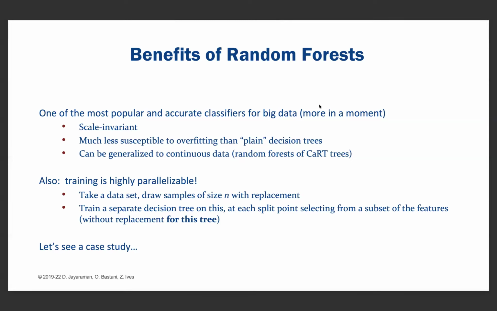Okay, so why are random forests so popular? They're scale invariant. They're much less susceptible to overfitting than a plain decision tree. And why? Because it's really a bunch of undertrained classifiers, which don't have a chance to start overfitting. Yes, it can be generalized to continuous data, and we've been using it for regression yesterday. Yes, the training is highly parallelizable.